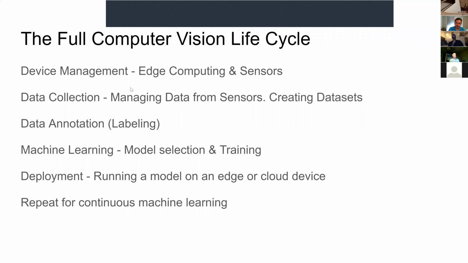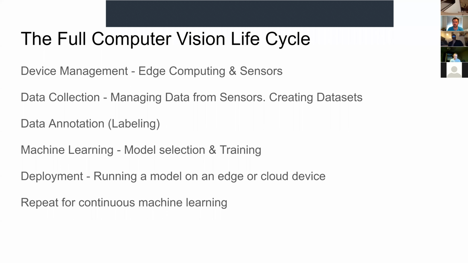And then you have data collection. Once you have those cameras set up, you have to stream that data somewhere from the sensors and then create data sets out of it. And then you have the data labeling. And then you have the actual machine learning, which is the model selection and training itself. And then you have the deployment, where you want to run that model on the camera stream that you probably already had set up collecting potentially, right?